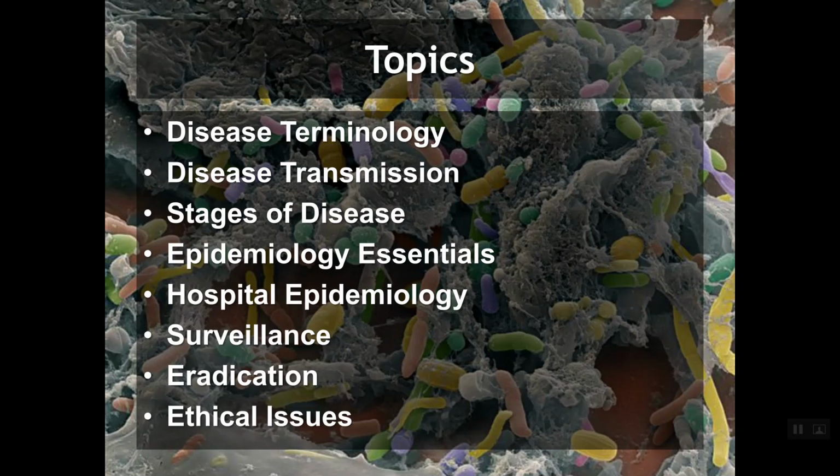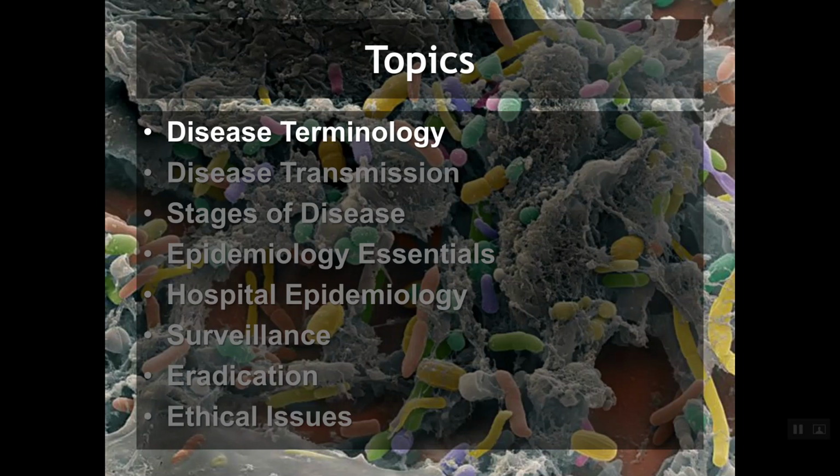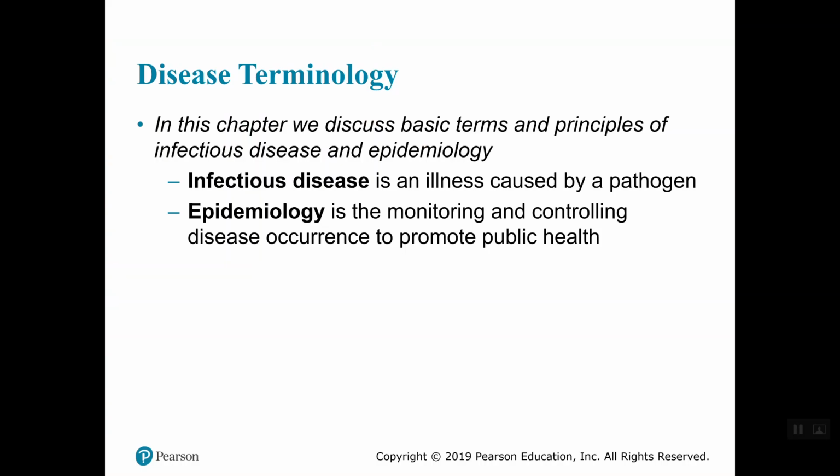Okay, so we're going to go over some of that terminology in the beginning, and then you'll see some more terminology weave throughout our conversation in Chapter 9, as well as Chapter 10. We're also going to talk about some facets of disease transmission, and then stages of disease, and then we'll get into epidemiology essentials, a little bit about hospital epidemiology, surveillance, eradication, and then some ethical issues that we actually have to deal with when we start talking about imposing different constraints and criteria on the general public. So we're going to start with that disease terminology.